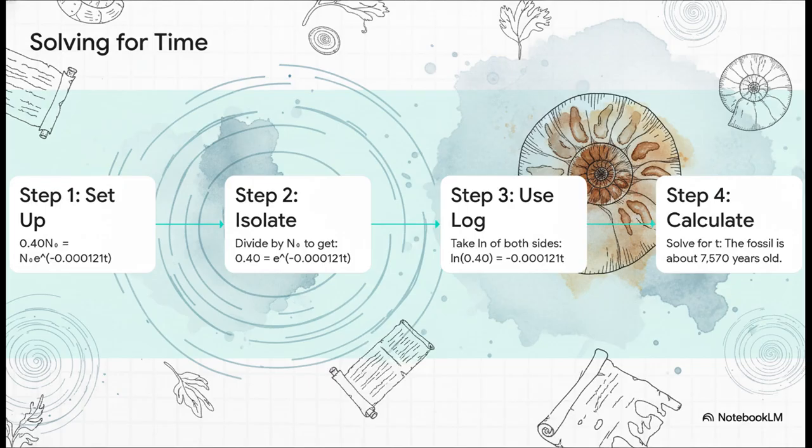Well, we use its inverse operation, which for e is the natural log. So we take the natural log of both sides. That lets us pull that whole exponent down, and suddenly we have a much friendlier algebra problem. We just divide, and we find that t is about 7,570 years. That's the real magic here. We just used math to look back in time.